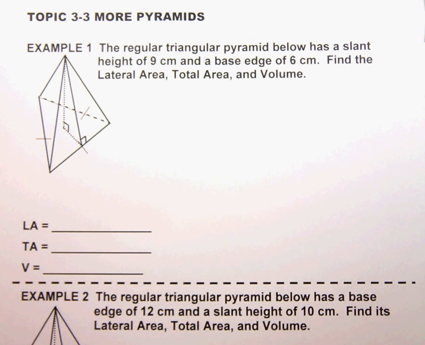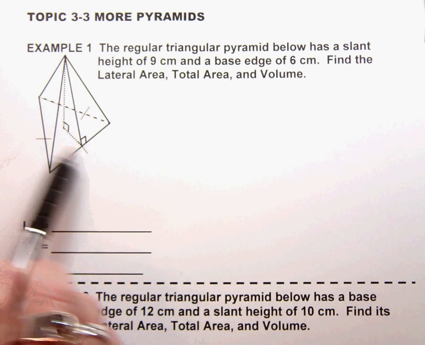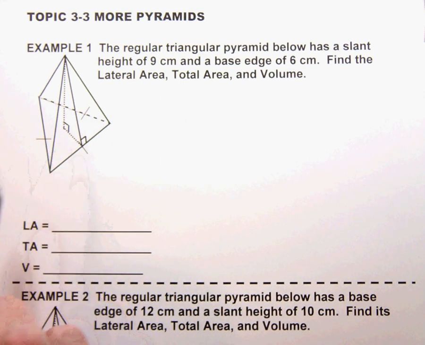Okay, topic 3.3 is more pyramids. We're going to work with triangular pyramids. We've been doing square pyramids. Now we're going to do a couple of different kinds of pyramids. In this one, this is an equilateral triangle. Let's review some things that we know about an equilateral triangle.